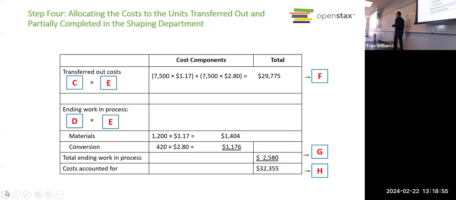But to figure out the cost of what's still in ending inventory, we can't just add them together because we have different equivalent unit amounts and we have different costs. So we have to multiply each of those separately, add those totals together to get a grand total. Now we know our total work in process inventory cost, which we can then add to our transferred out cost to get our total cost.